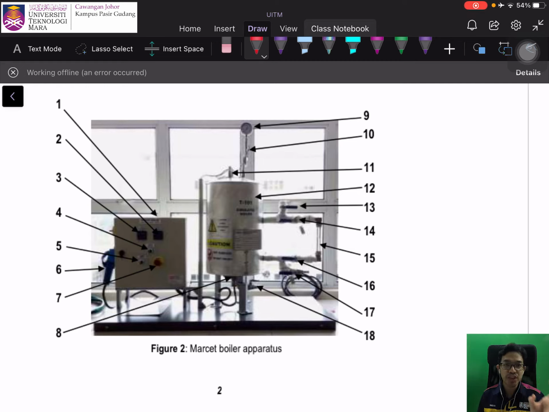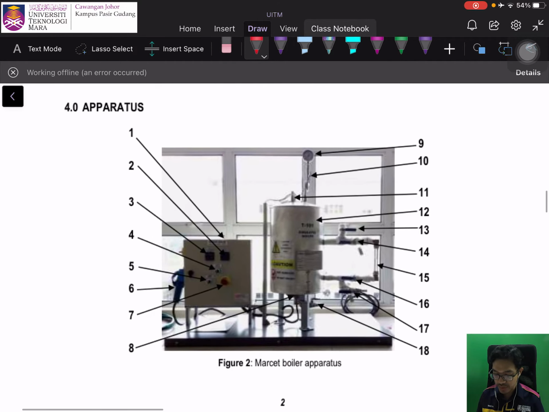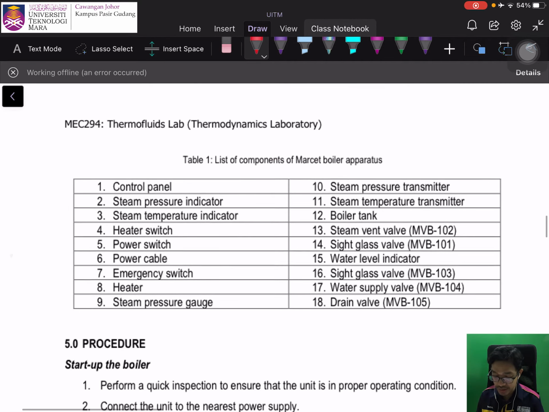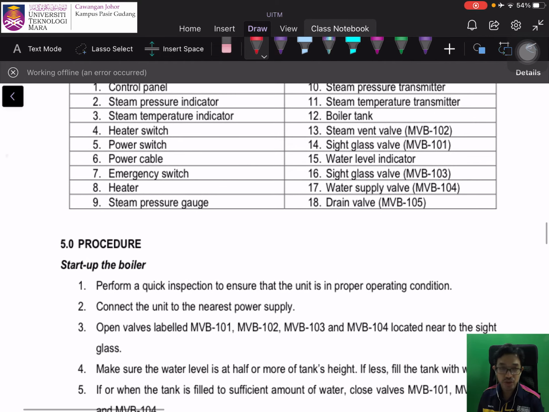So you will change the value of pressure, and then you need to record the corresponding saturated temperature experimentally. Okay, so that is your task, and this is very easy. You have 18 items that you need to look at the label here. They have already been labeled, and the procedure you can look at in the video step by step.